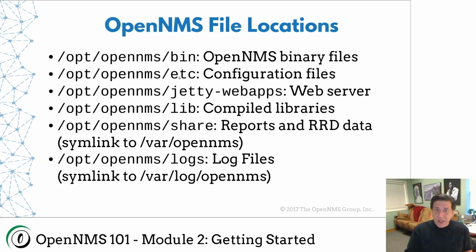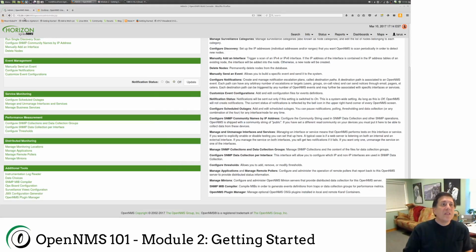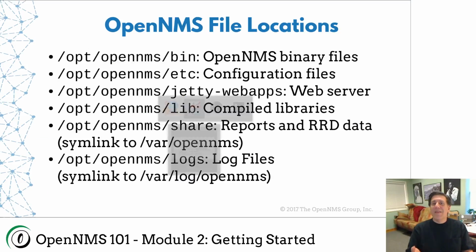The etc directory is where our configuration files live. Jetty webapps is the web root of Jetty, which is the web server we use for this. In that directory or subdirectories, one is called opennms, and that is actually where this /opennms comes from. So if you ever need to modify things in the web UI, you will do that in the jetty-webapps directory. The lib directory is where the compiled libraries, the jar files, live. We're a Java application, so we create these jar files.